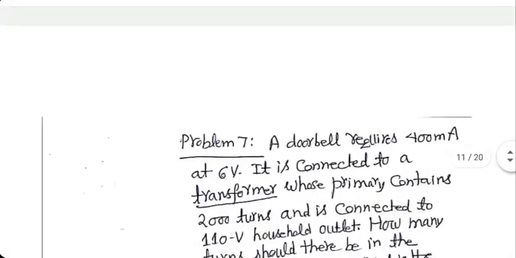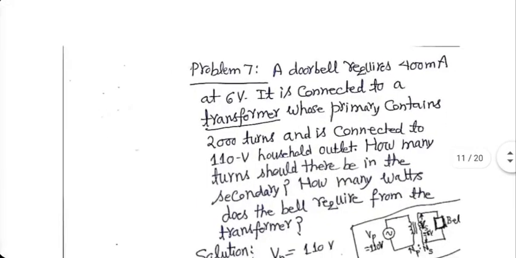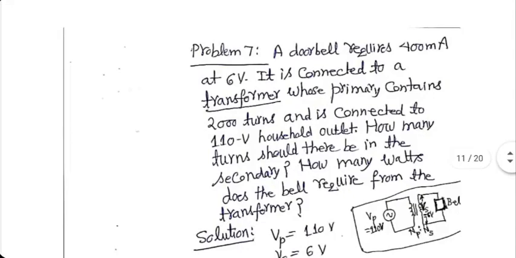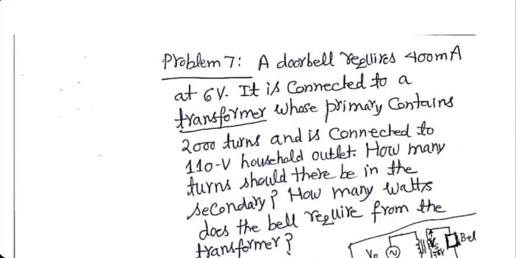Okay, another one related to resistance transformation. This is a practical problem. A doorbell requires 400 milliampere at 6 volt, AC of course. The bell is going to work at 6 volt input, but the voltage that we get from supply is either 220 volt or, like in this case, it's an American problem, so they have given 110 volt, which is the way US works. So bringing 110 volt down to 6 volt will require a step down transformer.